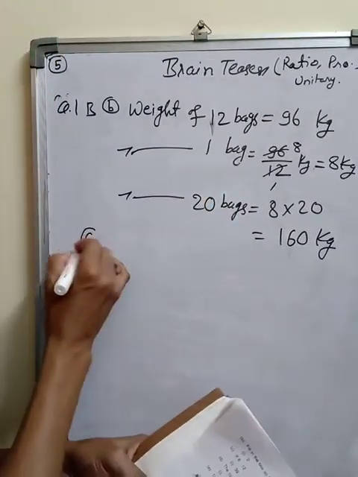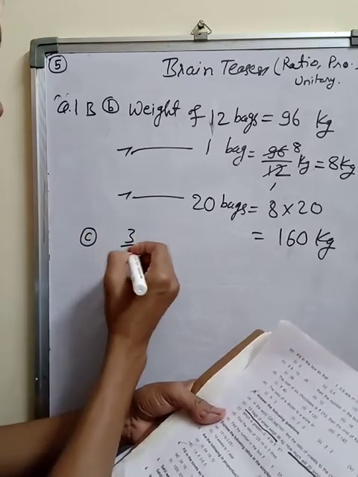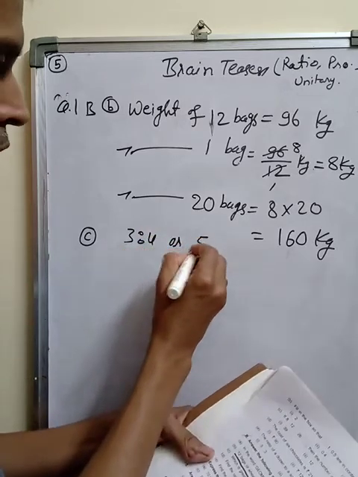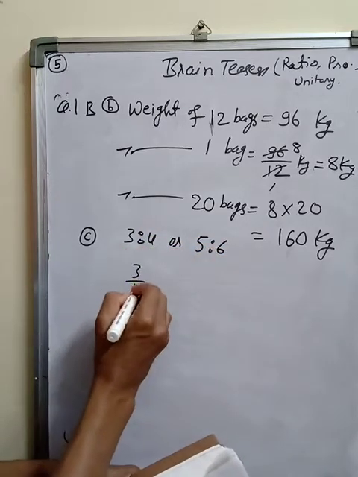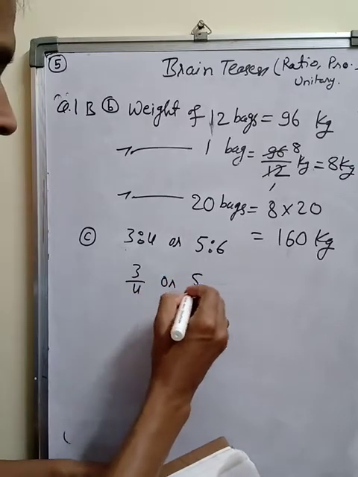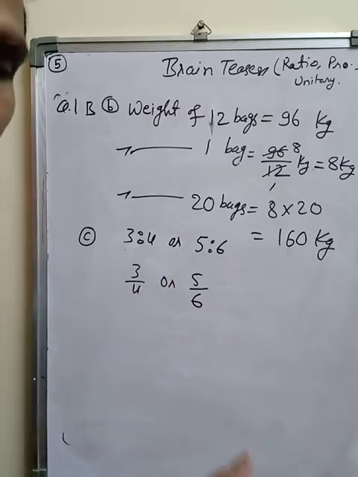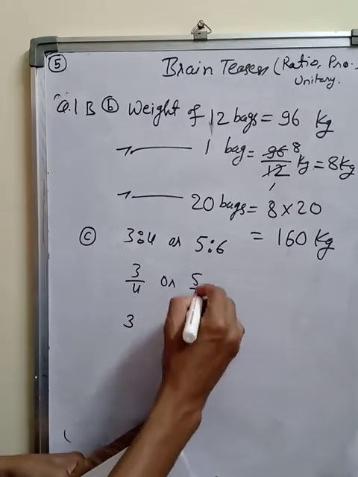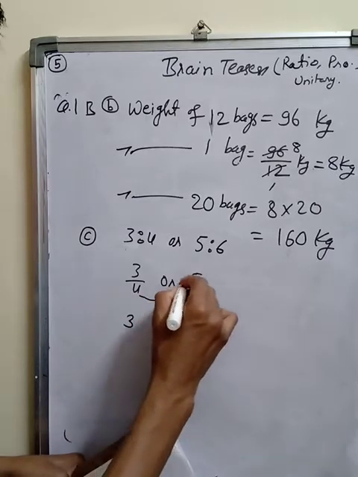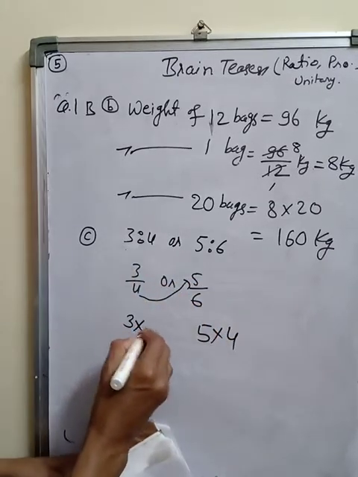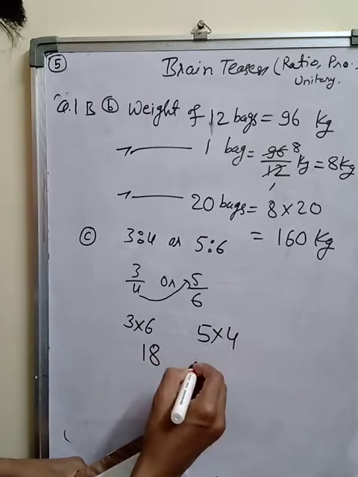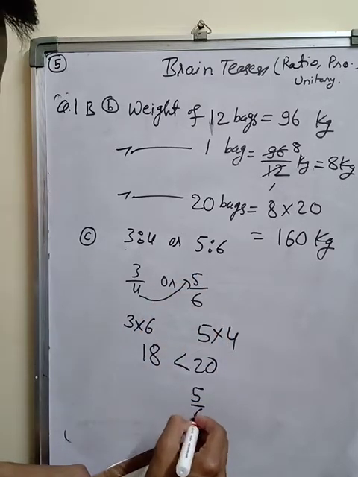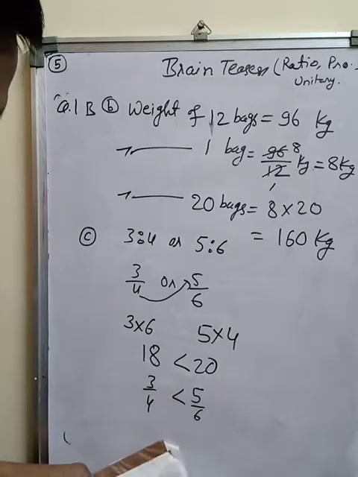Next question is C: which is greater, 3 upon 4 or 5 upon 6? How can we compare this? By cross multiplication. So 3 will be here and 5 will be here. This 4 will come this side and 6 will come this side. This is 18 and 20. So which is bigger? This is bigger. So 5 upon 6 is bigger than 3 upon 4.